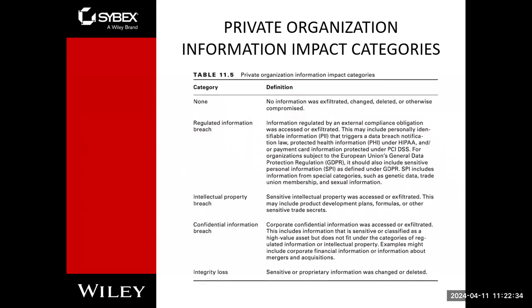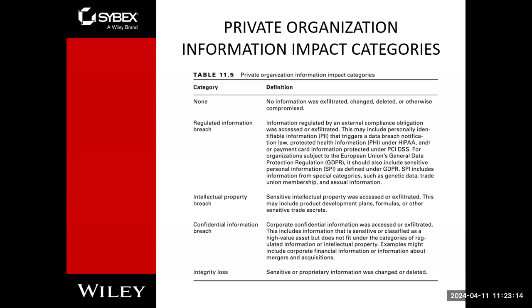Private organization information impact categories. This is where we look at, from a private institute standpoint, information that was lost at the informational level. We look at regulatory information, intellectual property, confidential information, or all the above. It was changed or deleted in the latter case. But the two here to really look at are the confidential information and the regulated information breaches.